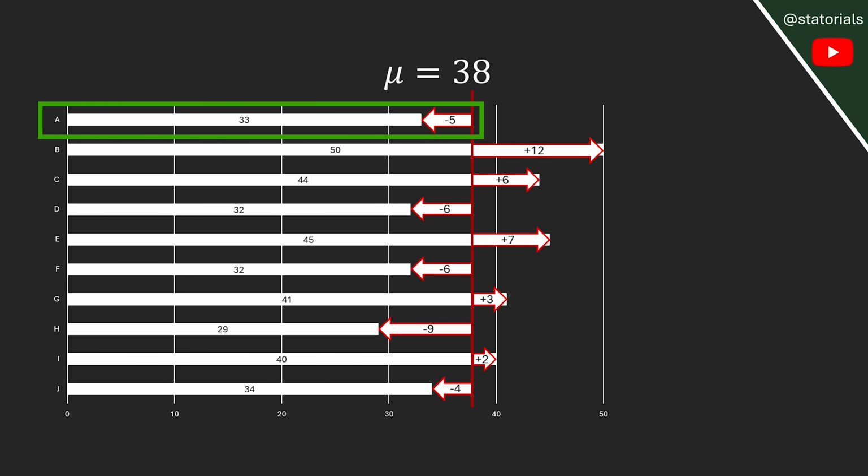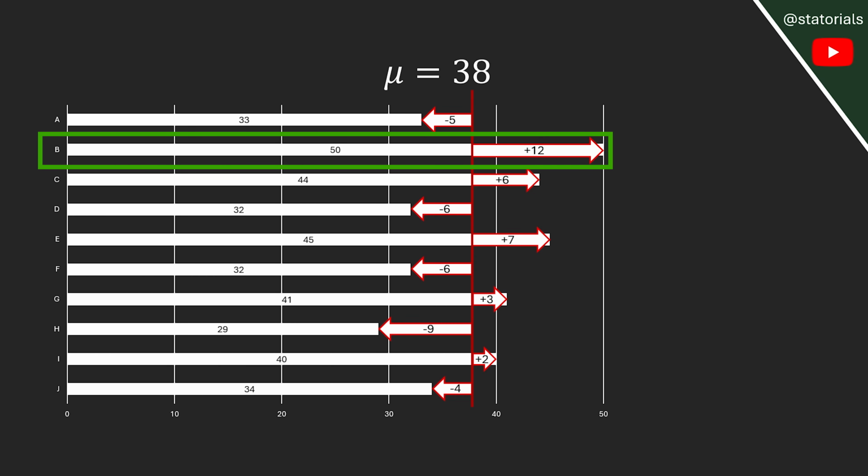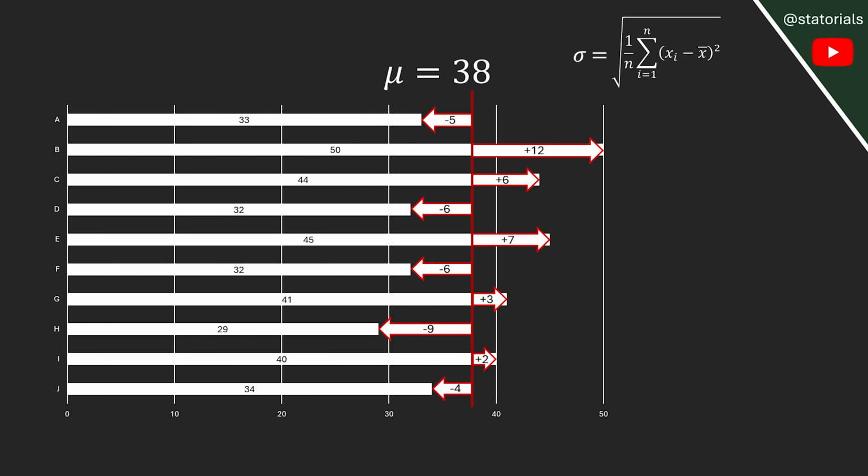Individual A is 5 minutes below the average of 38. Individual B is 12 minutes above, and so forth. Individuals that are very fast or very slow show larger differences from the mean. The standard deviation mathematically summarizes those differences and puts it into one single number.